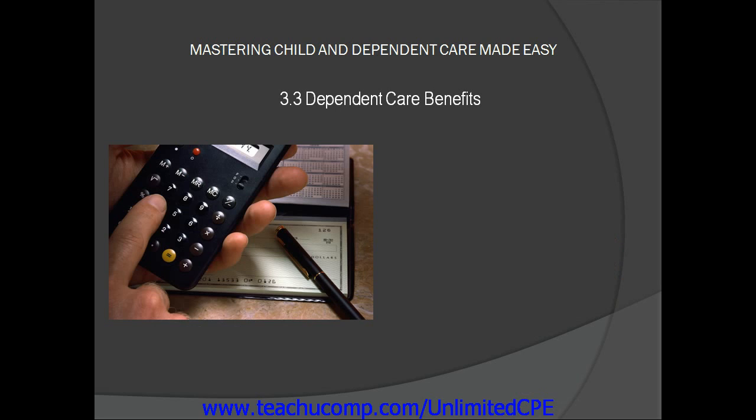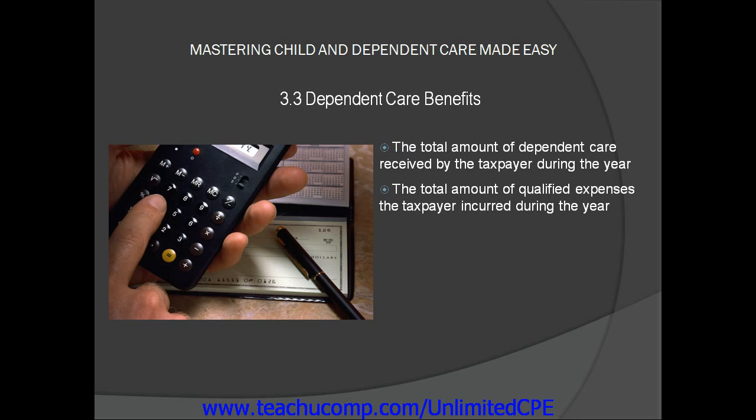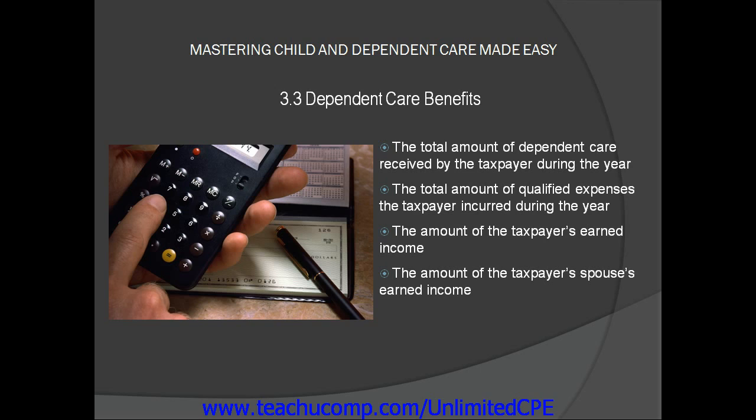The amount that a taxpayer can deduct or exclude is limited to the smallest of the following 5 amounts: the total amount of dependent care received by the taxpayer during the year, the total amount of qualified expenses the taxpayer incurred during the year, the amount of the taxpayer's earned income, the amount of the taxpayer's spouse's earned income, or $5,000. In the case of a married couple filing separately, the final amount of $5,000 is reduced to $2,500.